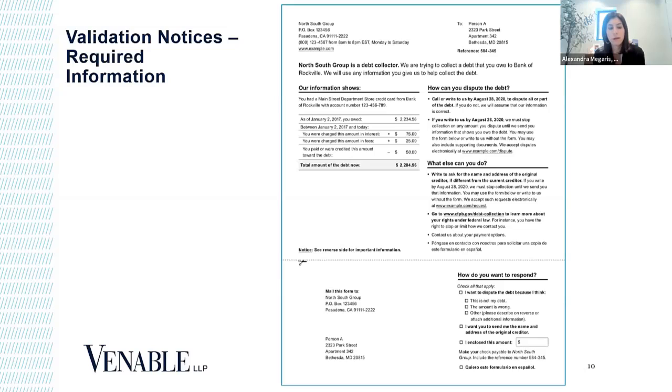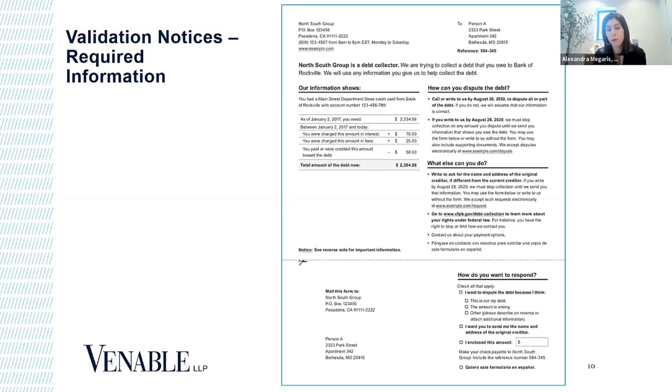So it needs to include the debt collector's name, mailing address where you accept disputes and requests for original account level documentation, the consumer's name and mailing address, the name of the creditor to whom the debt was owed, the account number associated with the debt, the name of the creditor to whom the debt is currently owed, to the extent that has changed, an itemization date and the amount of debt on that date, and then an itemization of the current amount reflecting interest, payment, fees, and credit since that date.